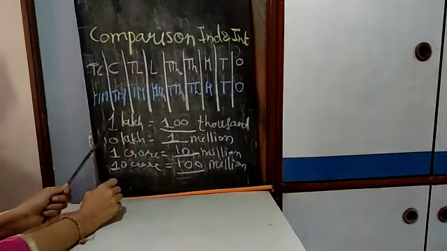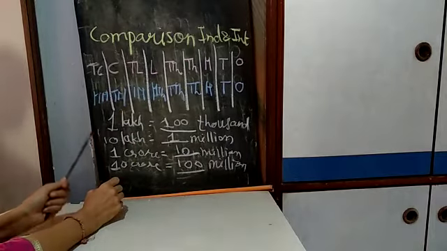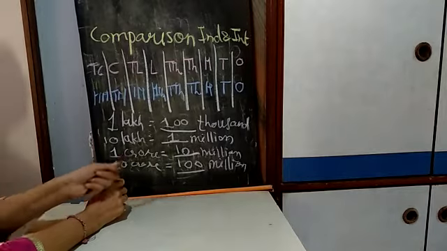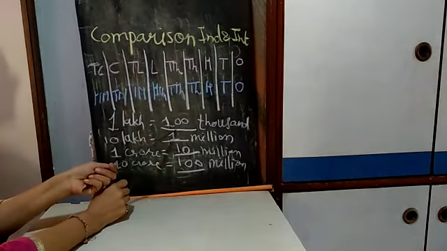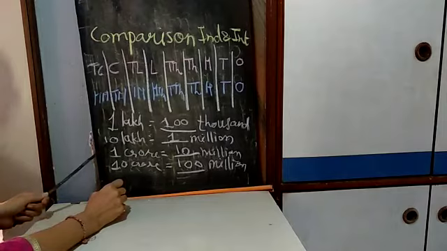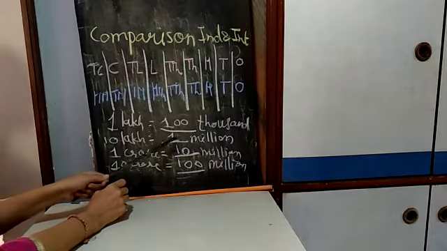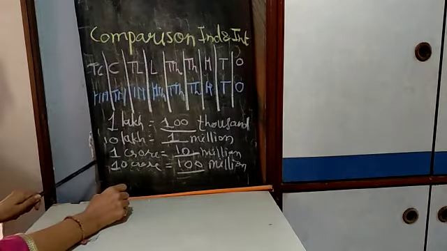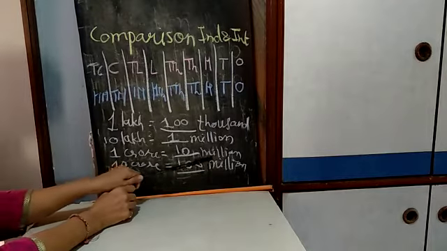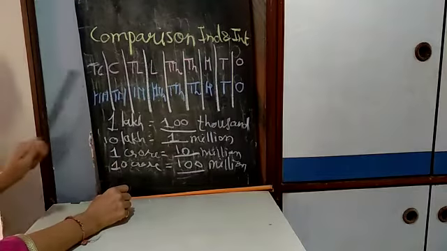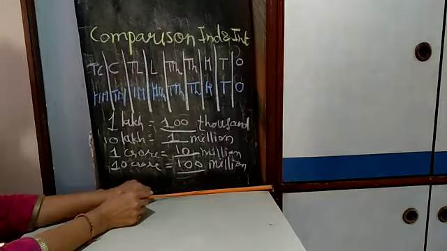Now instead of 1 lakh, if it is 5 lakh, so 5 lakh is equal to how many thousand? 500,000. Right? If it is 50 lakh, so 50 lakh is equal to 5 million. 5 crore, then it is equal to 50 million. 50 crore, then it is equal to 500 million.